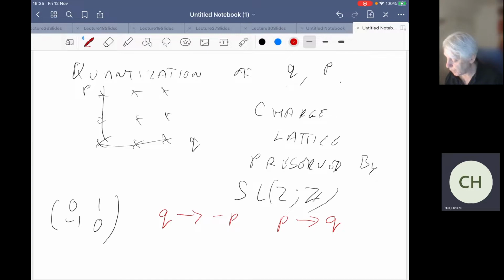So it interchanges electric and magnetic charges, and it also takes tau to -1 over tau, which, if theta equals 0, implies that the coupling constant goes to 1 over the coupling constant. And so we see that this is a strong weak coupling duality, which interchanges weak coupling to strong coupling and interchanges electric and magnetic charges. So let's have a look and see what that means in a bit more detail.